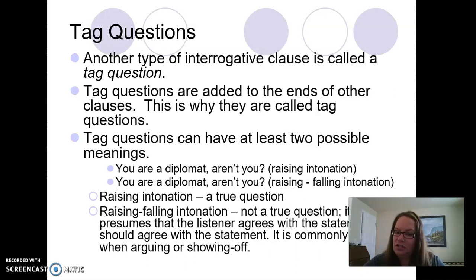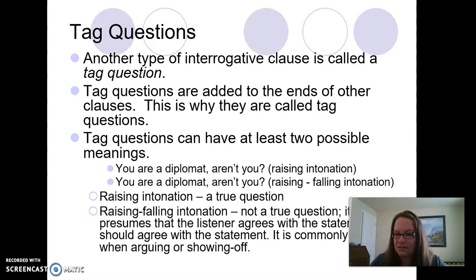So in English in general, we have kind of a rising intonation as we're asking a question. Tag questions can be a little bit different and a little bit the same. So I might say something like, you're a diplomat, aren't you? And that has the rising intonation at the end, okay? Or we might say something like, you're a diplomat, aren't you? Let me do that one again. You're a diplomat, aren't you? So I now have the rising and then the falling, okay?